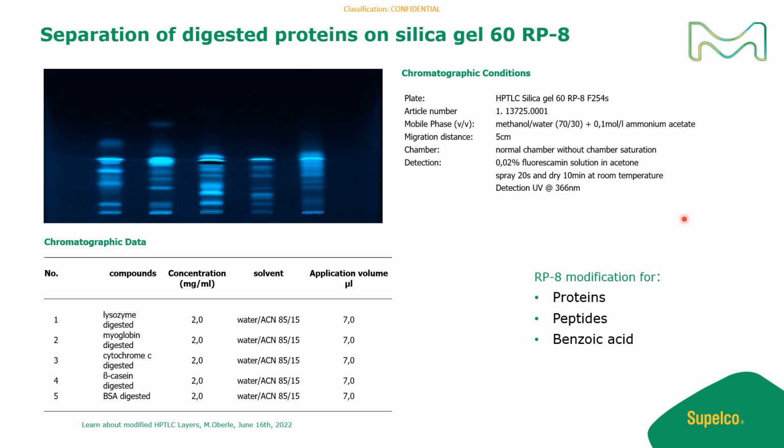And here I have an example of a very good separation of proteins or digested proteins on an RP8 phase. So the performance here is much better than on an RP18 phase. So for proteins, peptides, or for example benzoic acid, the RP8 phase is recommended.